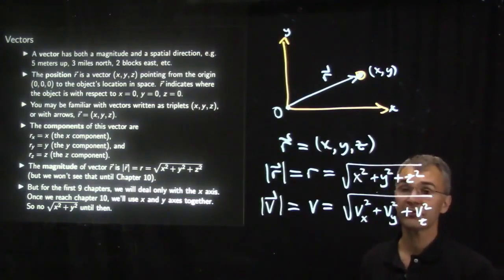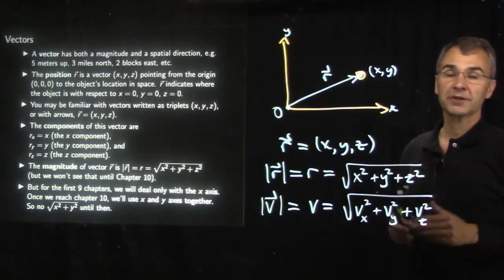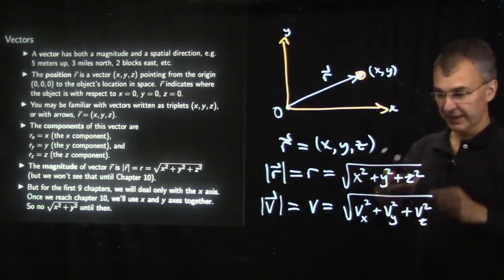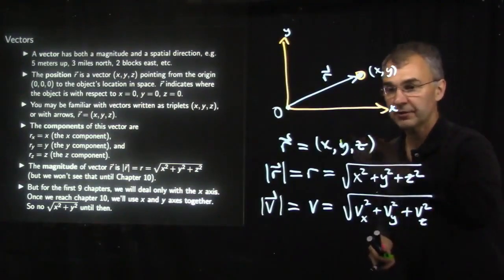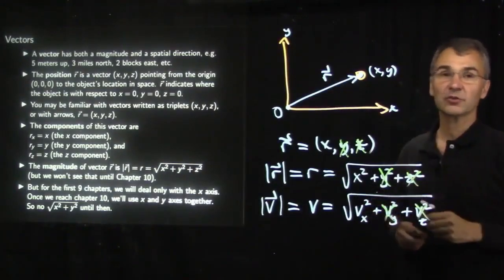But in this course, using Eric Mazur's textbook, for the first 9 chapters of the textbook, all vectors will be in 1 dimension. That means there will only be an x component, there will not be any y component, there will not be any z component. So we only have to worry about one axis. We won't have a y-axis, we'll only have an x-axis.